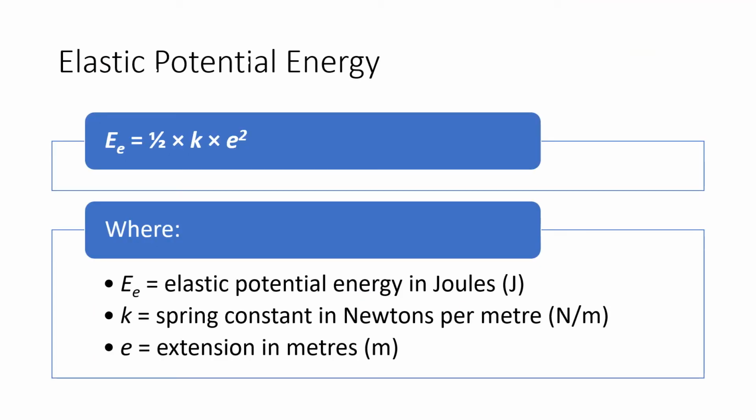The formula for elastic potential energy is E, which is the elastic potential energy in joules, equals a half multiplied by k multiplied by e squared, where k is the spring constant in newtons per meter, denoted by the units N/m, and e is the extension in meters.